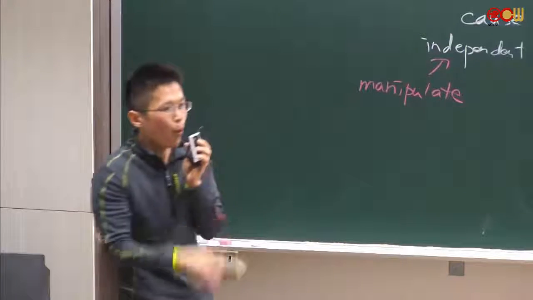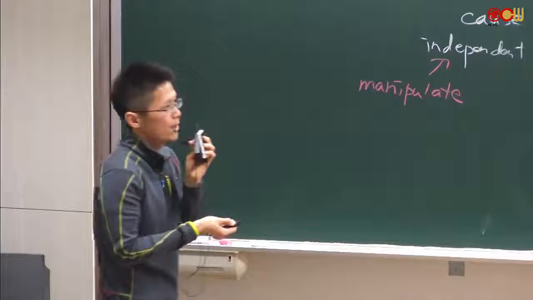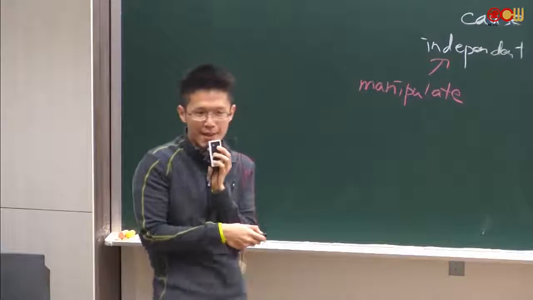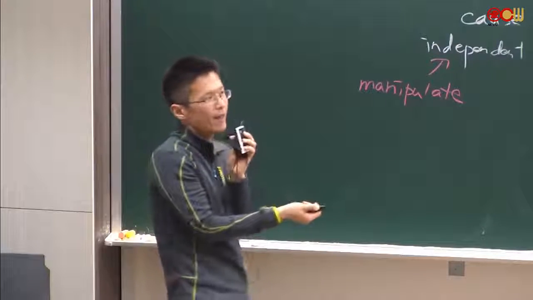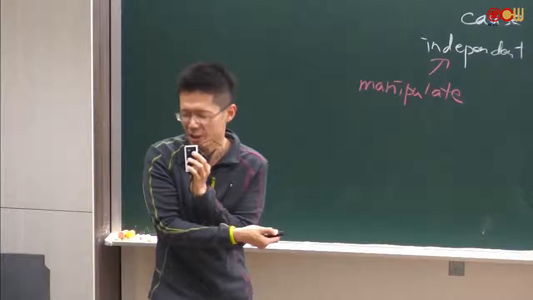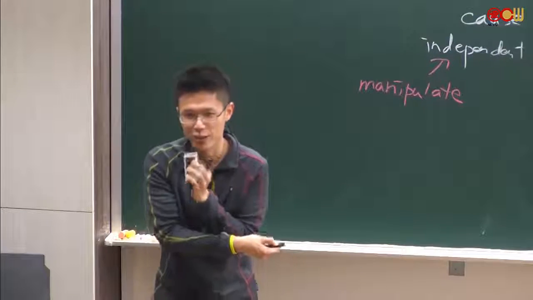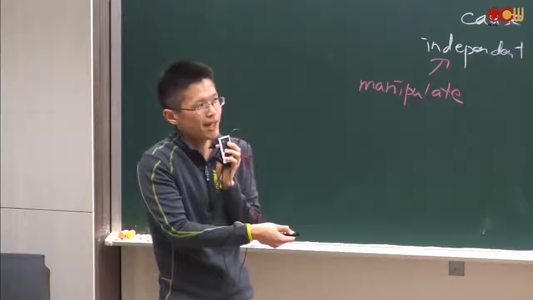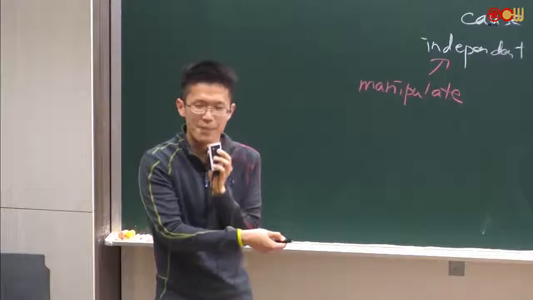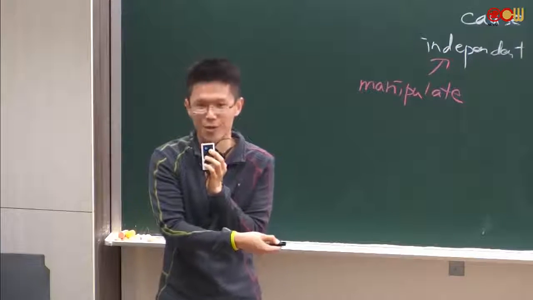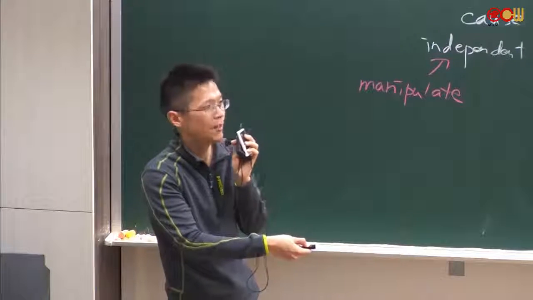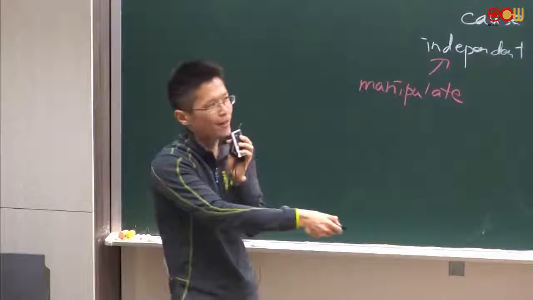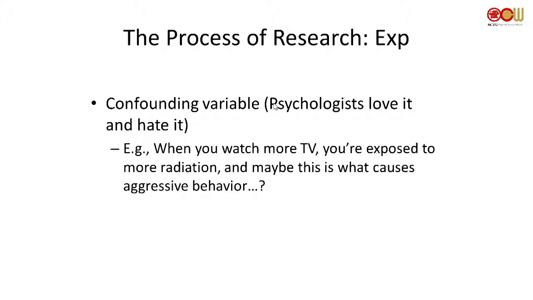Okay. The reason why psychologists love it is because whenever you find a paper, it doesn't have to be a psychologist, any one of you can easily find a confounding variable from a research academic paper. It's not hard, particularly for social psychology. So why do psychologists love it? Because you can easily argue with other people, and you can easily set out a new research project trying to attack other people. The reason why they also hate it is because you don't want other people to use a confounding variable to attack you. Okay, so this is why psychologists love it and hate it.